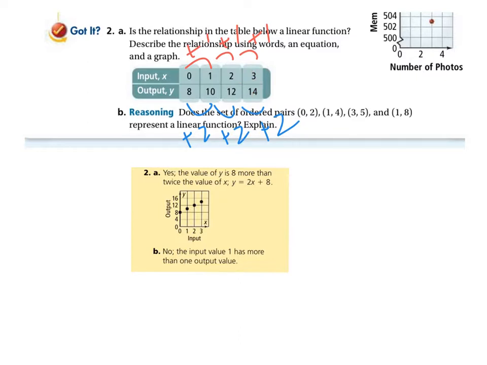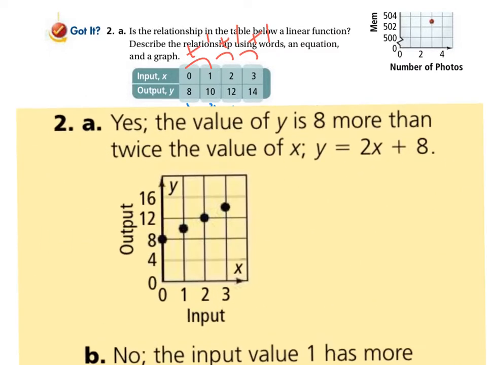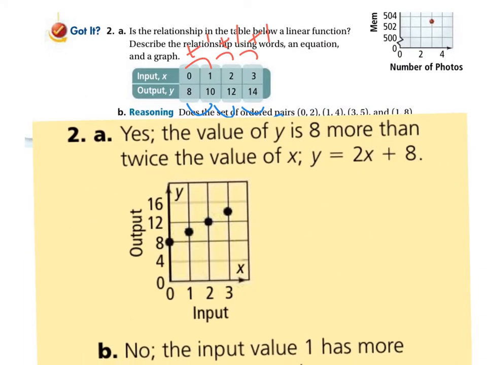So how did I come up with that? Kind of looking at the pattern until you figure it out. So double your x, add 8. Double your x, add 8. So on and so forth. And yeah, that makes a nice linear graph. So you can graph those points. 0, 8, right? 1, 10. 2, 12. So on and so forth.